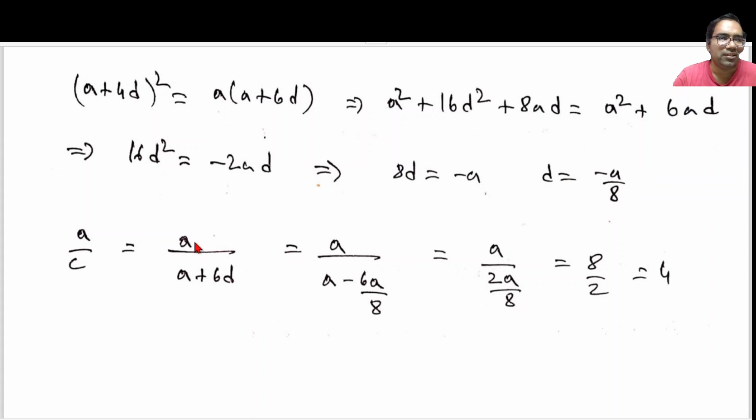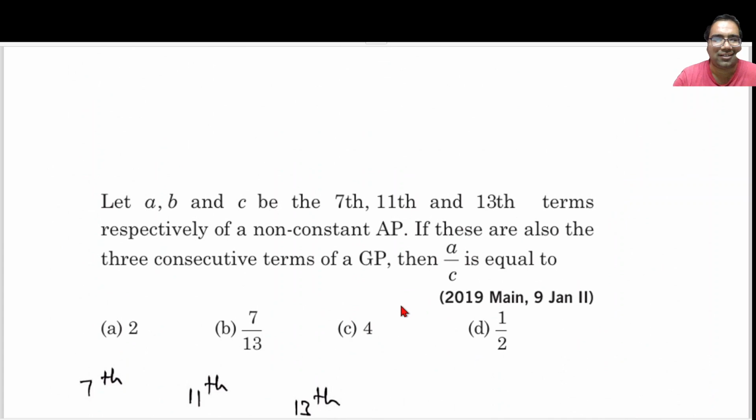If we substitute that, we get A by A plus 6 into minus A by 8, which is minus 6A by 8. That means A by (8A minus 6A) by 8, which is 2A by 8. A and A will get cancelled, the 8 will go to the top, and 8 by 2 equals 4. A by C is equal to 4. This is the correct answer.